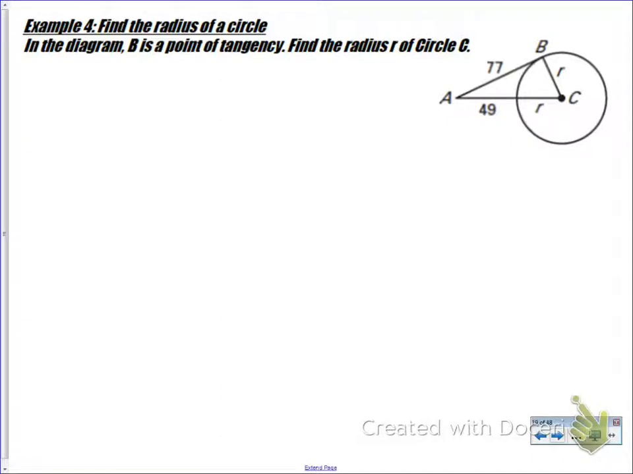All right, moving on to example 4. In the diagram, B is a point of tangency. We're given that AB is tangent to circle C, and we want to find the missing radius. We don't know what the radius of this circle is. Because we have a point of tangency, we can say that AB is perpendicular to BC, making triangle ABC a right triangle. So it's going to be leg squared plus leg squared. The first leg would be BC, that would be r, we don't know what the radius is, squared, plus my second leg, which would be 77 squared, and that's going to equal my hypotenuse.